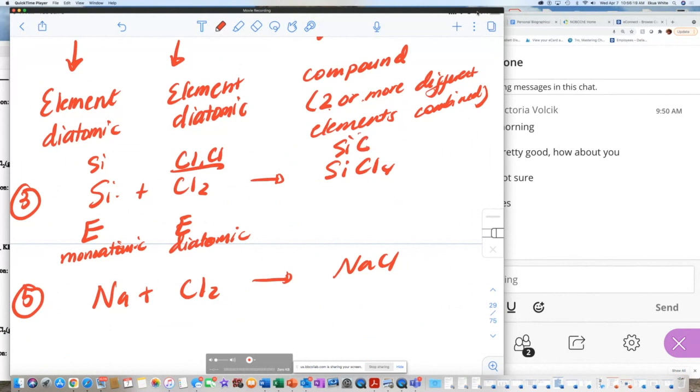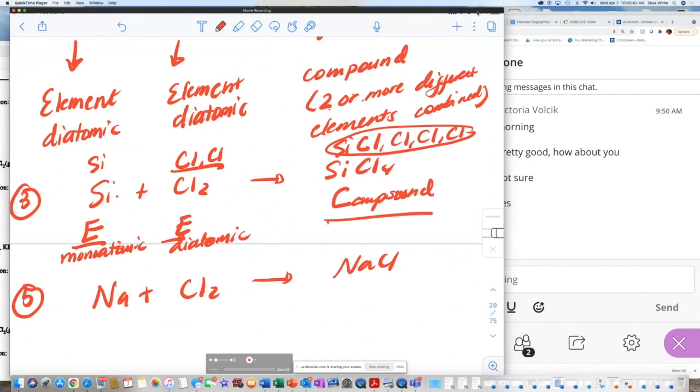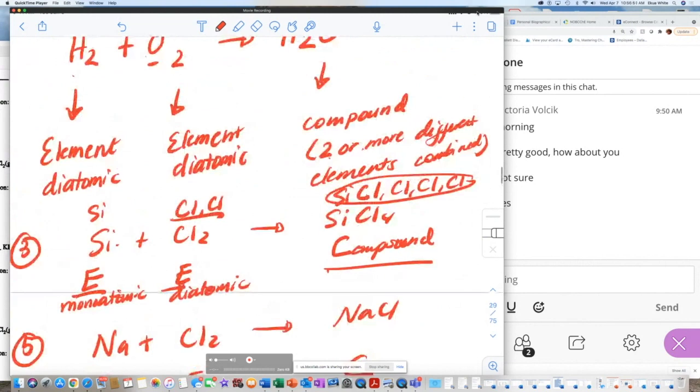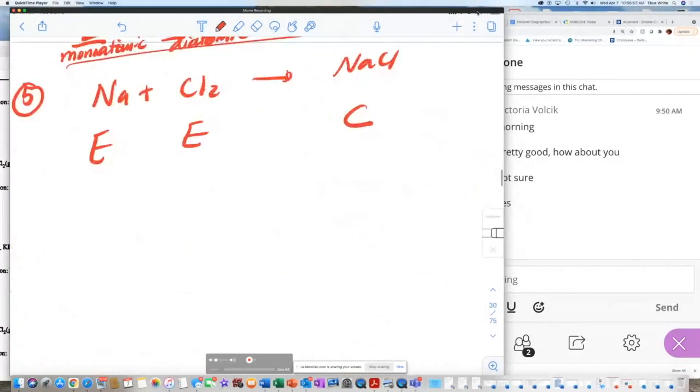This was a Si combined with a Cl, combined with a Cl, combined with a Cl, combined with a Cl. This is definitely a compound because different elements are combined together. So this is a compound. Okay? So when we're classifying these types of reactions, as long as we have elements combining to form a compound on the right side, that is classified as synthesis. Same thing here, element, element, compound. Okay, so we got synthesis here, synthesis here, synthesis here.